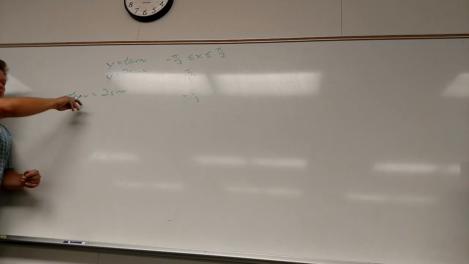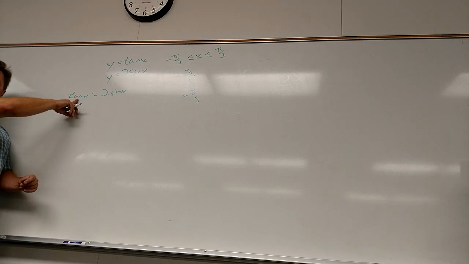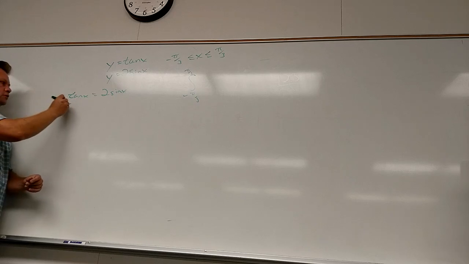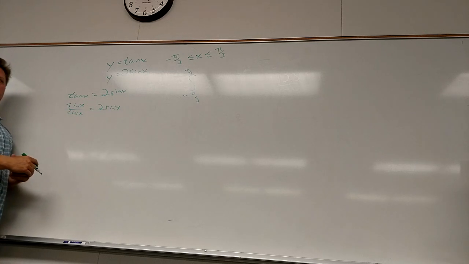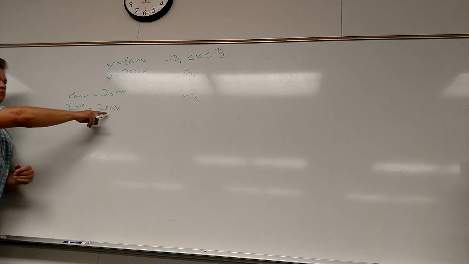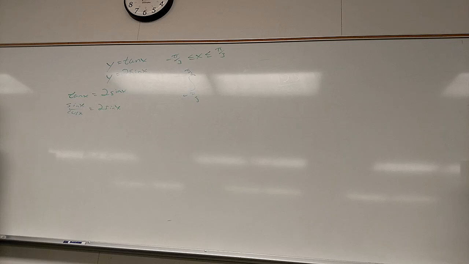So you're ready? When you're not sure, you rewrite things in terms of sine and cosine. So this will be sine x over cosine x equals 2 sine x. You are not allowed to divide both sides of an equation by something that could be 0. Does that make sense? Because you can't divide by 0. So you can't divide by something that could be 0.